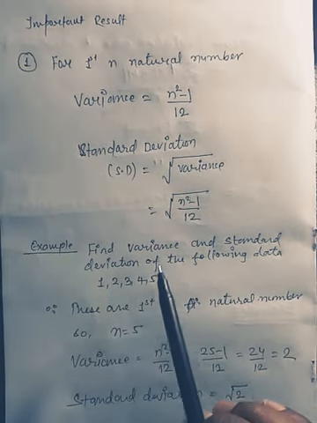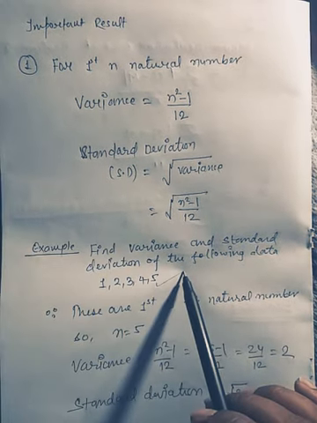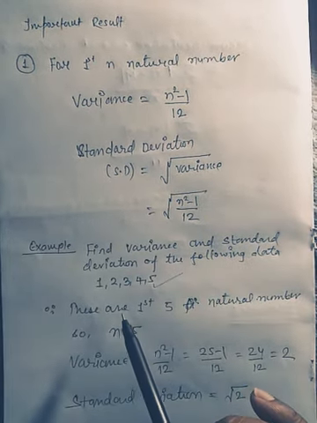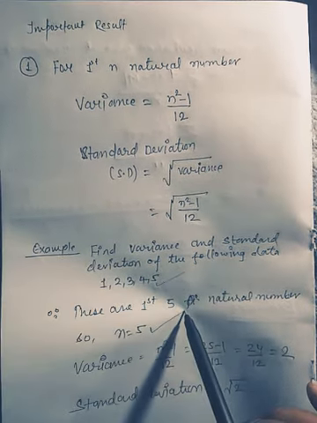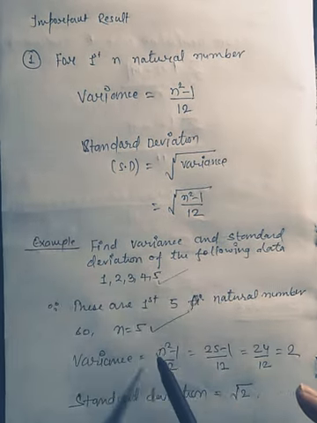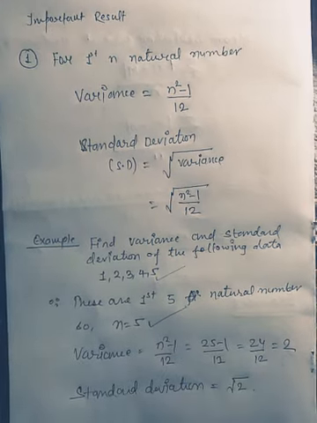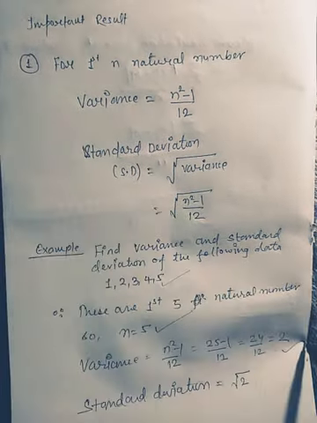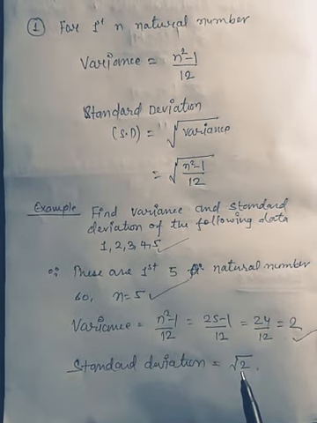Example, find the variance and the standard deviation for the following data. These are the first 5 natural numbers, so we use n is 5. And the direct formula for variance is n square minus 1 by 12. So we get variance is 2, while standard deviation is root over 2.